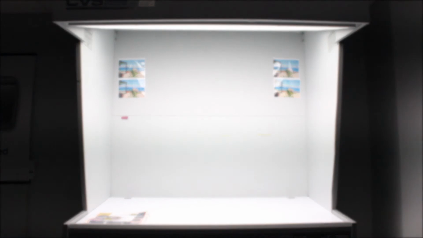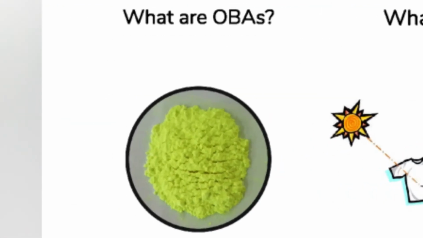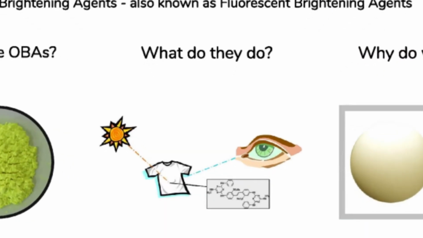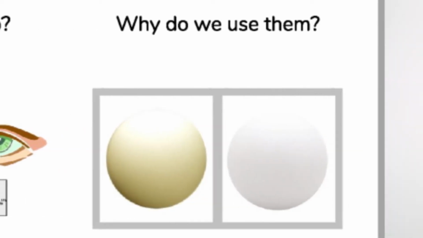Now let's take a moment to talk about OBAs, optical brightening agents. First question, what are they? Optical brightening agents are chemical compounds that are added to materials like paper, laundry detergents, or cosmetic products. Alright, now a second question, what do they do? OBAs reflect more blue light in whatever material they are applied to. This effect mutes the naturally occurring yellows in these materials and enhances the naturally occurring blues.